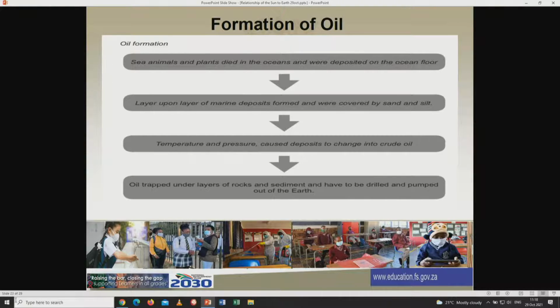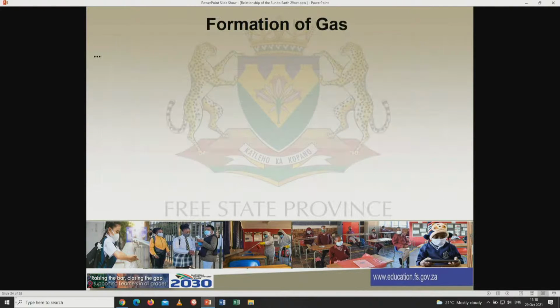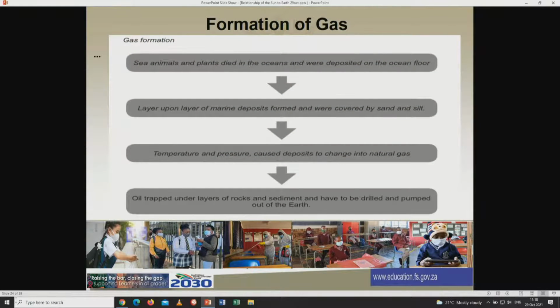Now, this is the formation of oil, which is similar to the formation of gas. We also say sea animals and plants died in the ocean and were deposited on the ocean floor. Layer upon layer of marine deposit formed and were covered by sand and silt. Temperature and pressure caused the deposit to change into natural gas. And lastly, oil or gas trapped under layers of rocks and sediment has to be drilled and pumped out of the earth. Now, grade 7s, with that information, let's tackle the last activity of the day.